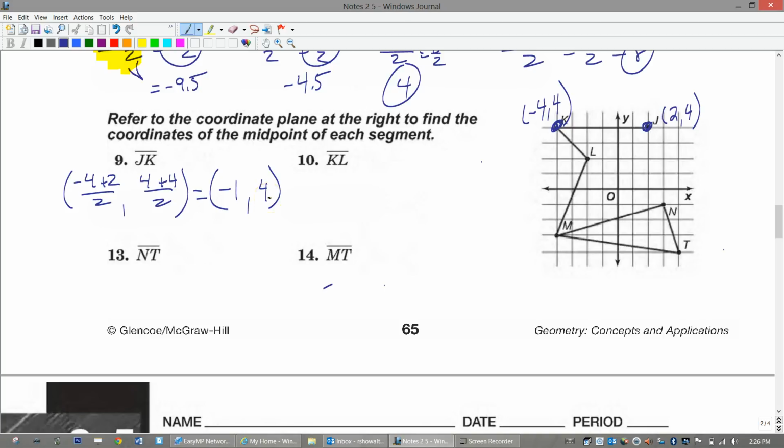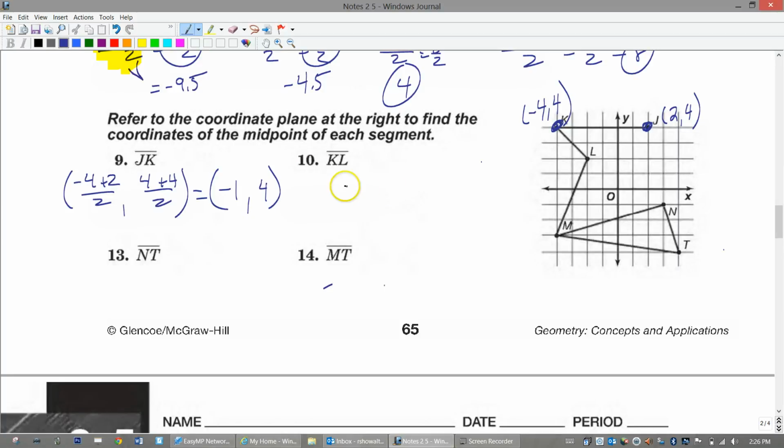Okay, now you could do that visually. That's not a problem. But there could be a very big issue where you can't see them on a grid, or the graph's not given to you, or the numbers are just plain old too big to deal with. You'll probably want to do the midpoint formula.